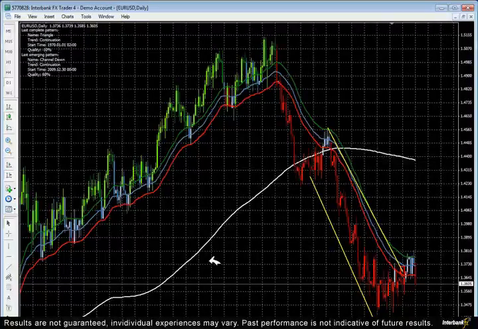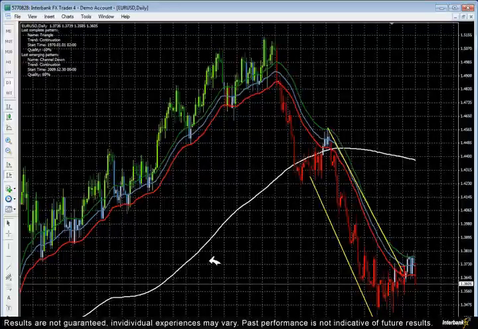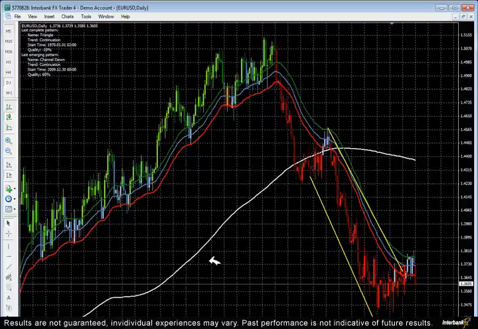To accumulate means to what? To gather, to collect. That gives us an idea of things being bunched up in a small area. Accumulation comes from the word accumulate. Things are gathering. They're bunched up. They're moving quietly sideways. What's the psychology of that? It's like a coiled spring, where prices are moving in a sideways manner without any kind of trending properties. They're not moving higher, they're not moving lower, they're just gathering.